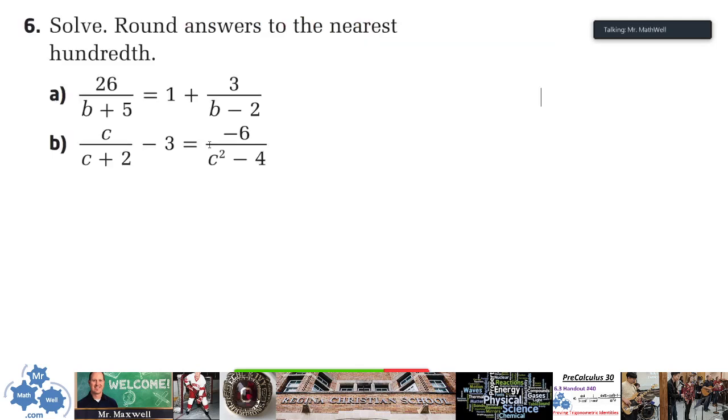Let's take a look at 6a now from 6.4. So this is 6.4, 6a. We're asked to solve the quadratic equation, rounding answers to the nearest 100th. So we might have decimal answers, not just neat whole number answers or integers.